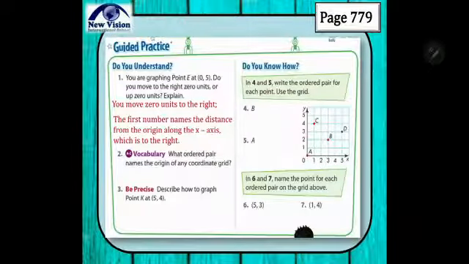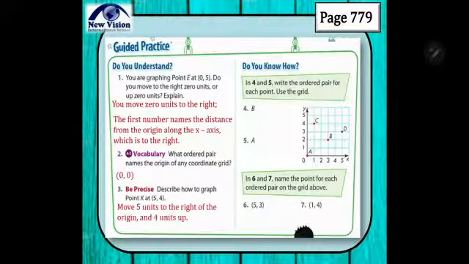Number 2. What ordered pair names the origin of any coordinate grid? So that is 0, 0. Number 3. Describe how to graph point K at 5, 4. Move 5 units to the right of the origin and 4 units up.